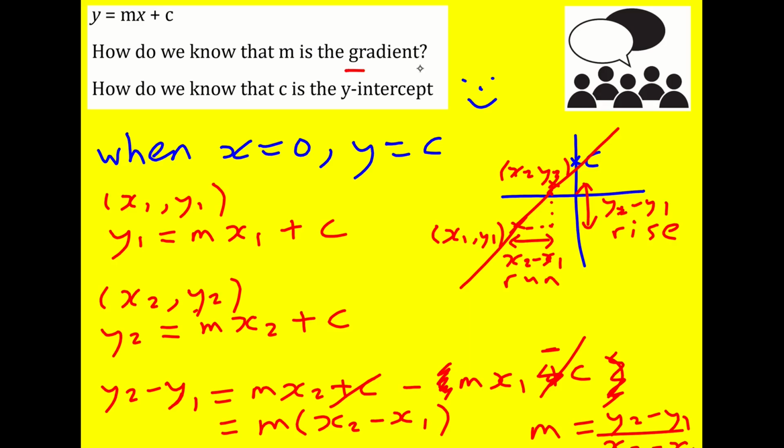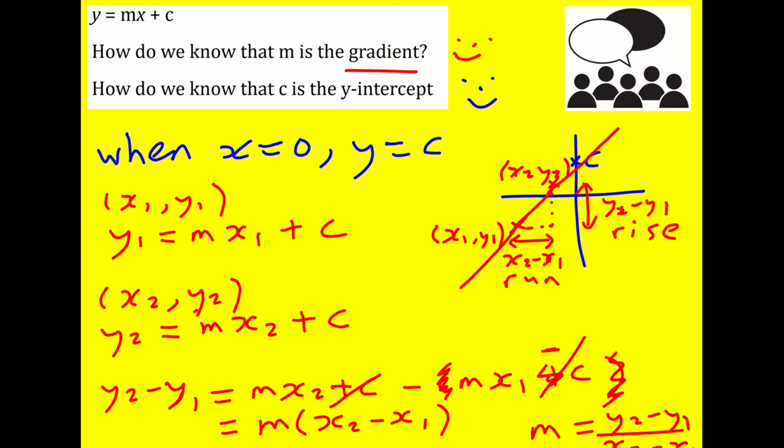which is the gradient. So I've convinced myself of that. And then this other thing is that it will necessarily go for this c when x is 0. So that's my little argument for why m is the gradient and c is the y-intercept. Just one final thing I'm going to say, another reason why you might see it as the gradient.